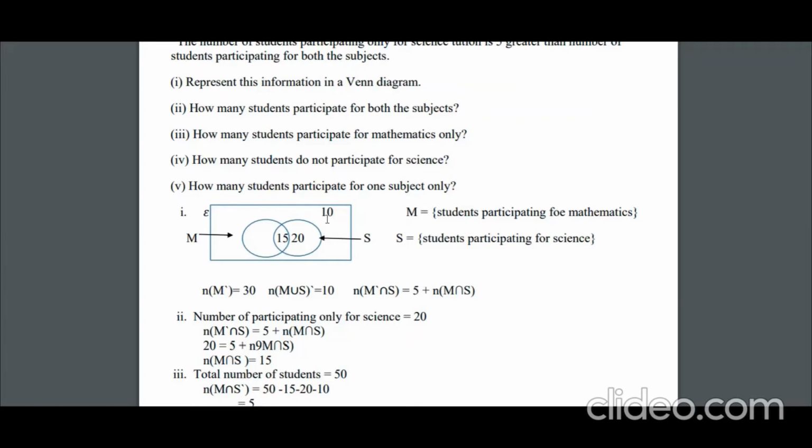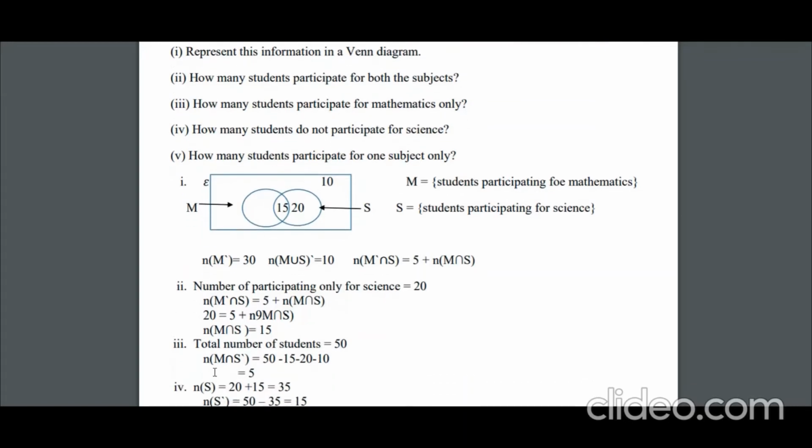15 plus 20 plus 10 plus this portion should be equal to 50. So that we know, which means only for maths is 50 minus 15 minus 20 minus 10, which gives us 5. So how many students do not participate for science? So the science students are this Venn diagram. You know that this is 5 plus 10, which is 15.